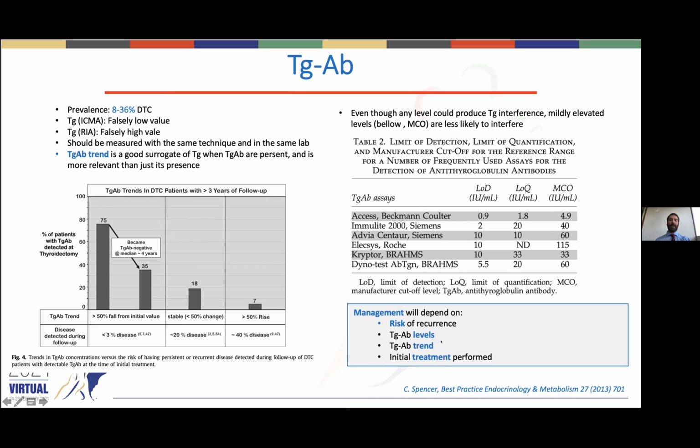In conclusion, the management of patients who have thyroglobulin antibodies will depend on the thyroglobulin antibody levels, on the thyroglobulin antibody strength, and on the initial risk of recurrence of the patient. A very low risk patient who has mildly elevated thyroglobulin antibodies is different from a high risk patient, in whom we should be more afraid of the meaning of the thyroglobulin antibodies. And also it is important to know the initial treatment performed.